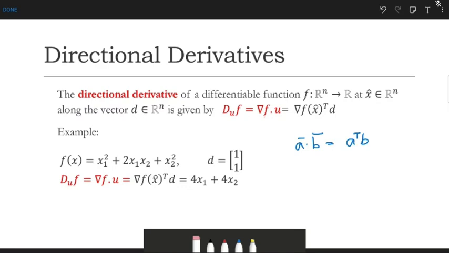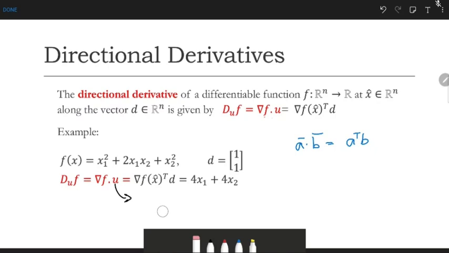What you're supposed to do is take u to be the unit vector of d. How do you find the unit vector of d? You just divide it by its magnitude. What is its magnitude? Square root of 1 squared plus 1 squared, which is root 2. So this is my u, and this is a unit vector. So the final answer divided by root 2 is your correct directional derivative.